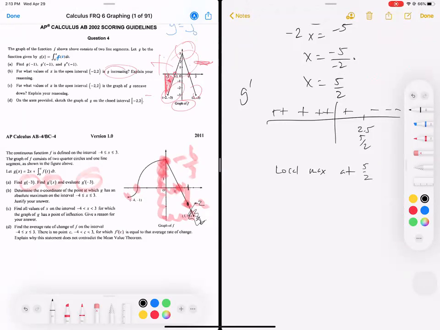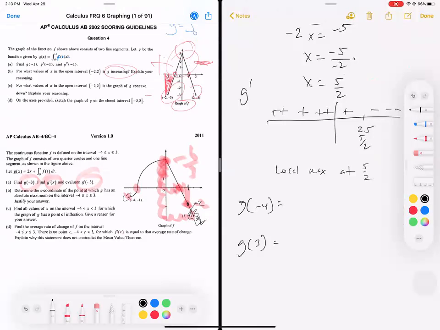So here's a faster way. That's fine. Okay, so we know it's a local max. Let's check the endpoints real quick. So what is g at negative 4? What is g at the right endpoint, 3? And then if we plug those in, I think for sure it's not going to matter.